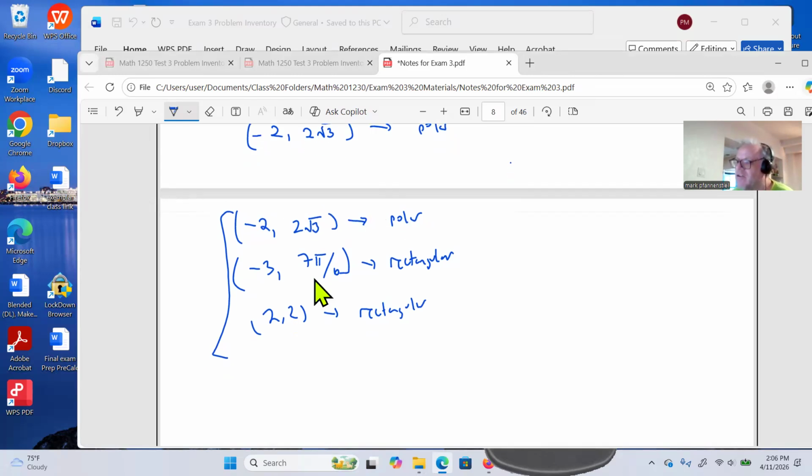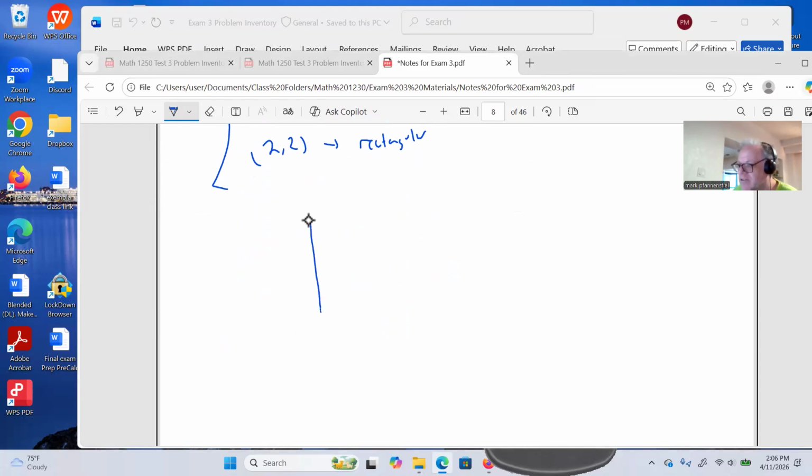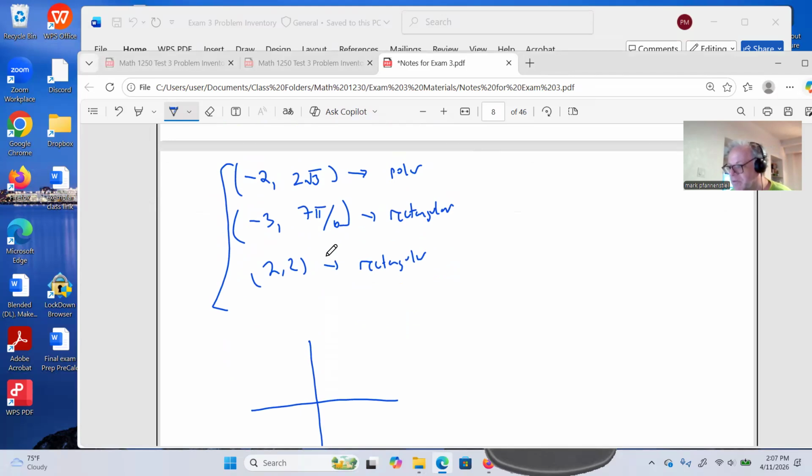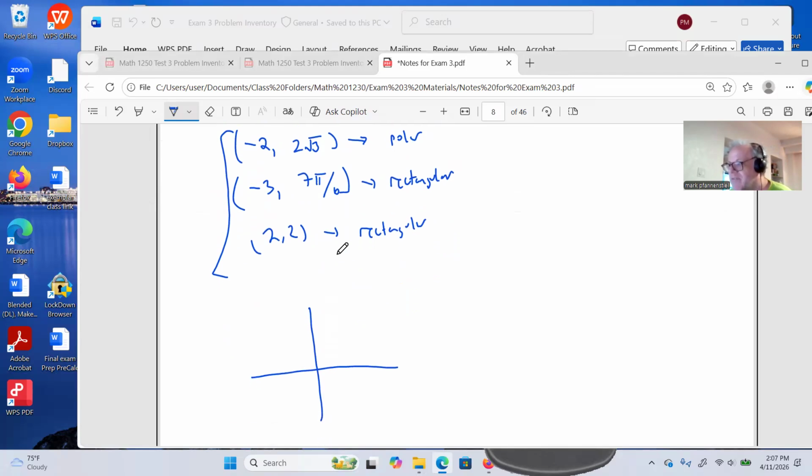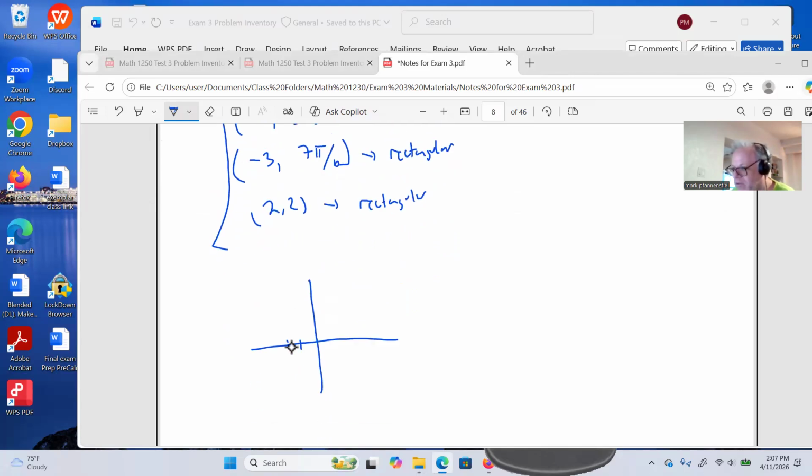My advice is graph them. Before you start converting, just graph them so you can make sure that you're doing this in the right way and you get the same points either way you do it. So -2, 2√3: 1, 2, 1, 2, 3, and then some. It's going to be up here somewhere, okay? So I need a polar coordinate point that's going to point to that spot up there.